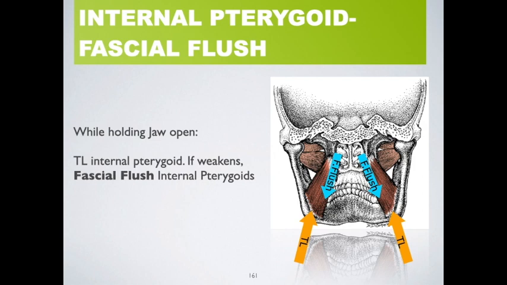And so these are a little more tricky. You have to reach inside the mouth, gently at first. Sometimes you've got to be a little more vigorous, but gently at first, fascial flush that internal pterygoid. Not the most pleasant thing to have done, but it doesn't take long and it usually responds very quickly.